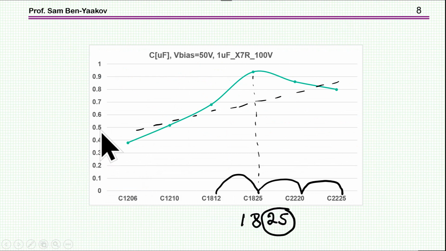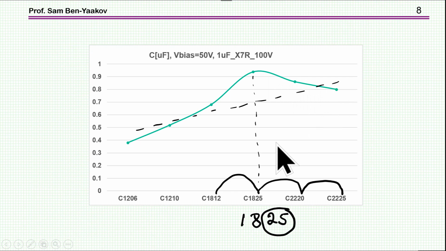Here is the drop in capacitance. In this particular case, this is 100%, and then it goes down. You see that for this package, the smallest of this collection, it goes down to 0.4 of 1, so it's 0.4 microfarad in this particular case. So 1 microfarad, and this is at 50 volt, halfway of the 100 volt maximum of this capacitor. Interesting that at this point here, we see that it goes up again and then it drops again.